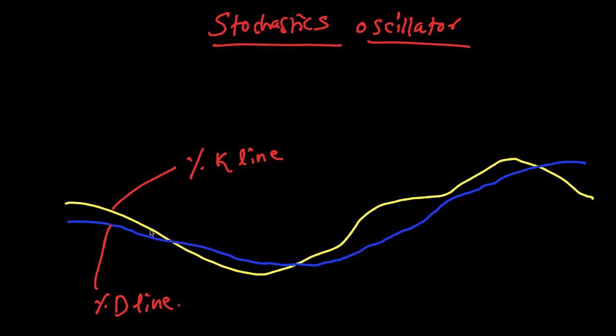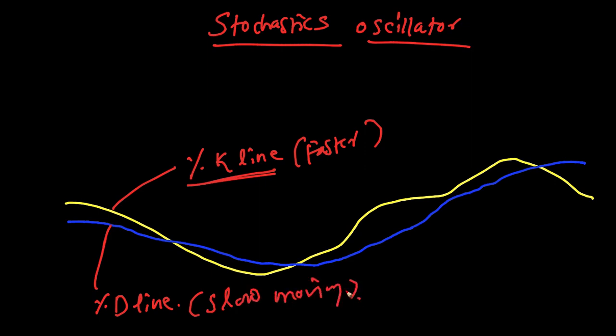Okay, so the stochastics has two lines. The first line is called the percent %K line. You can see here, this line is called the percent %K line. And this second line, which you can see, this blue line, is called the percent %D line. So there are these two lines in the stochastics oscillator. Now the stochastics can be traded in two ways, right? This percent %K line is called the faster moving line, and this percent %D line is called the slow moving line.